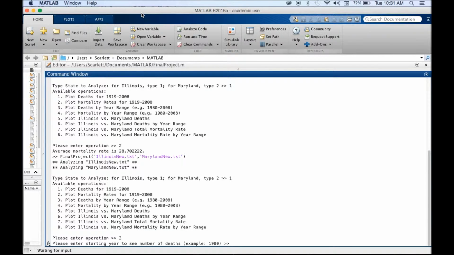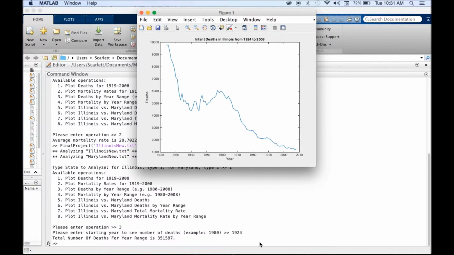For the third one, since it's for a year range, it asks what year you want to start. For example, you can do 1924. And then it gives you the total number of deaths from 1924 to 2008, and it gives you the plot of the number of deaths versus years for the year range that the user inputs.